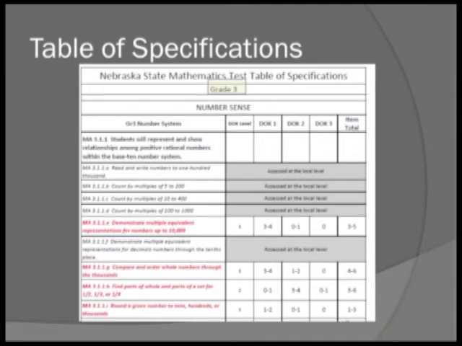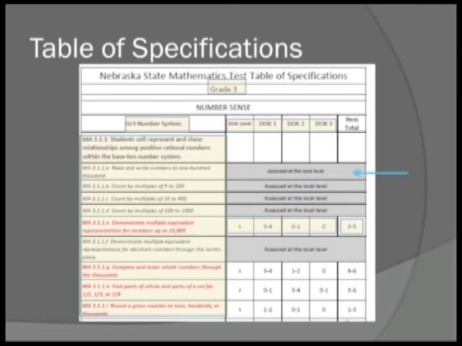Within the math, there are 4 areas that are being assessed. They are number sense, which is shown here, geometric measurement concepts, algebraic concepts, and data analysis probability concepts. As with the reading table of specs, the standards are listed along with the depth of knowledge and how many items will be falling underneath each of the levels, as well as the total number of items that will potentially appear on the NeSA exam.